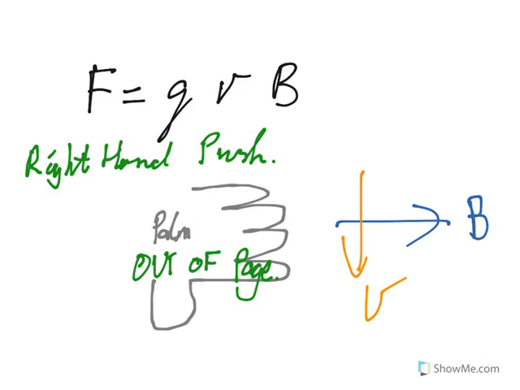Alright, so both right hand push rules, fingers go in the direction of the field. So that's the key bit. Fingers in the direction of the field, thumb in the direction of the velocity, and whichever way your palm points is the direction of the force.